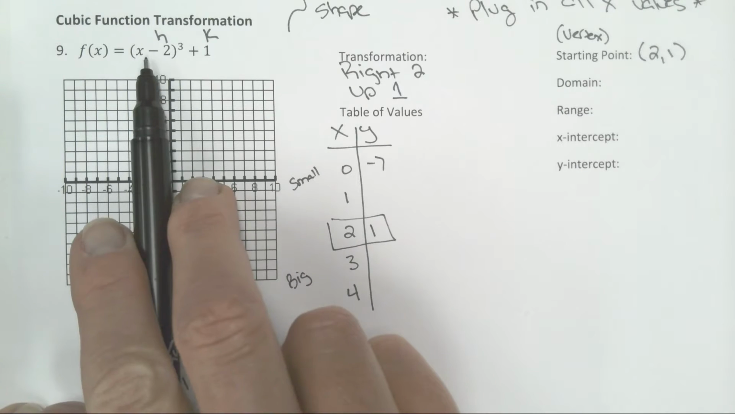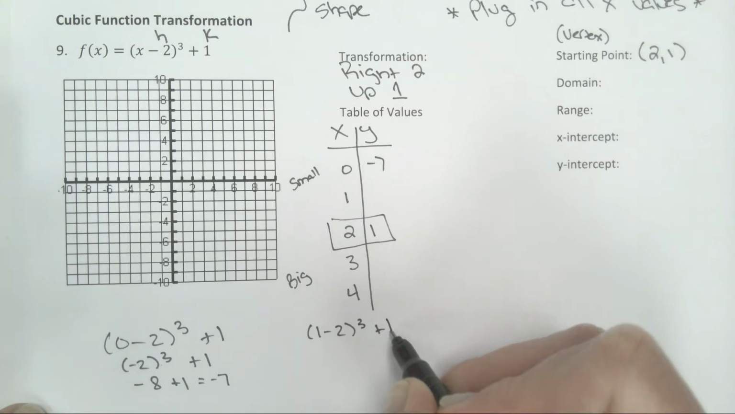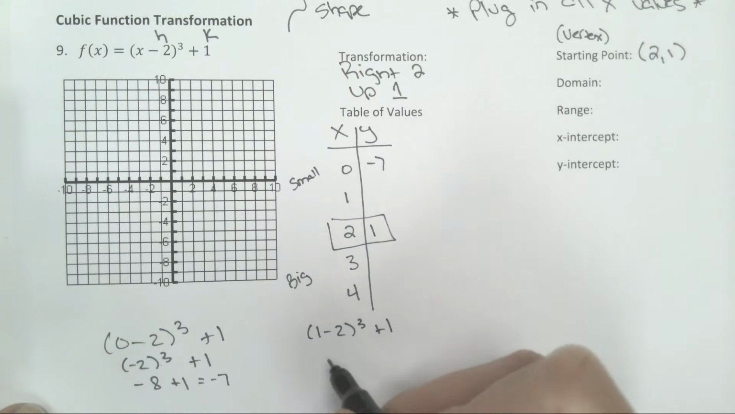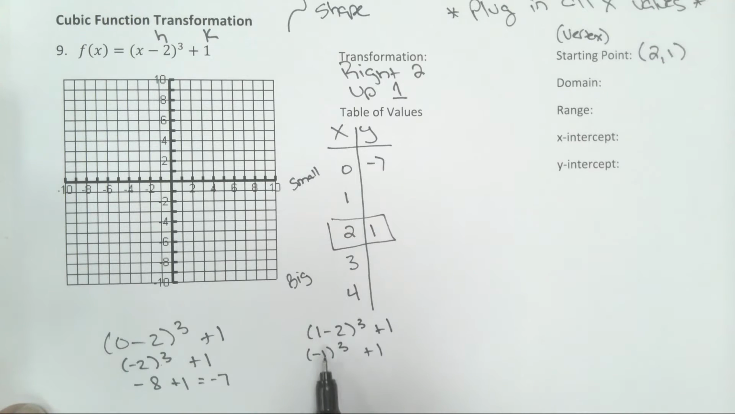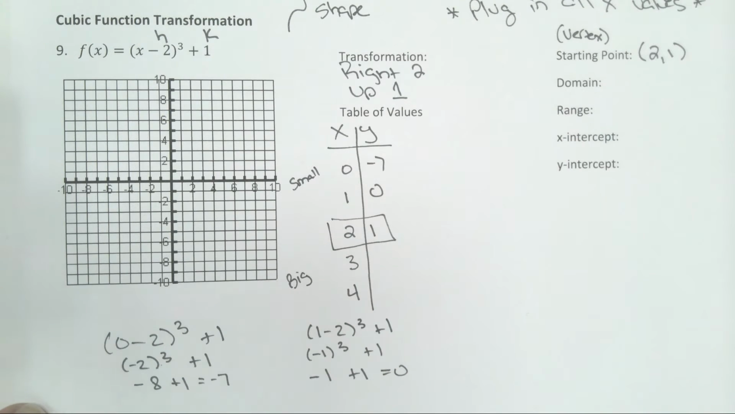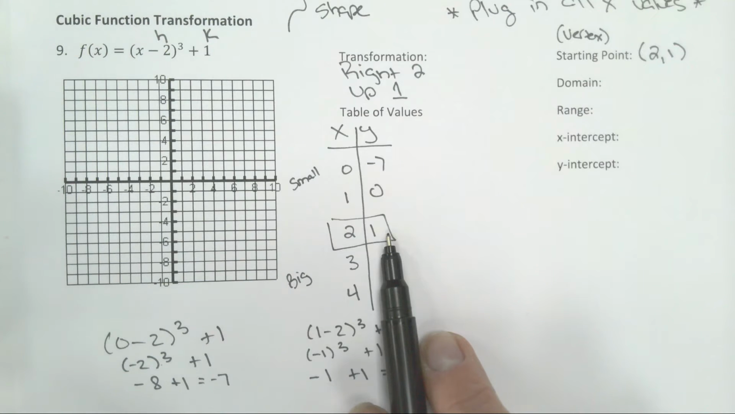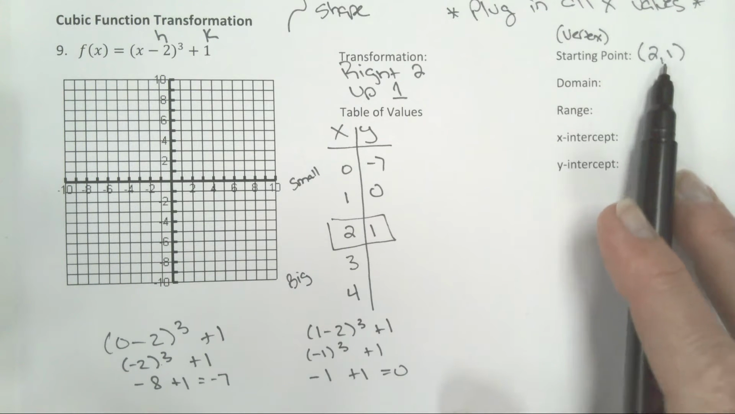Now I'm going to plug 1 in for x. 1 minus 2 cubed plus 1. 1 minus 2 is negative 1. I have an odd number of negatives, so I still have a negative 1 plus 1, and that adds up to 0. You could plug 2 in, but you'll get 1 because it always works for the vertex.